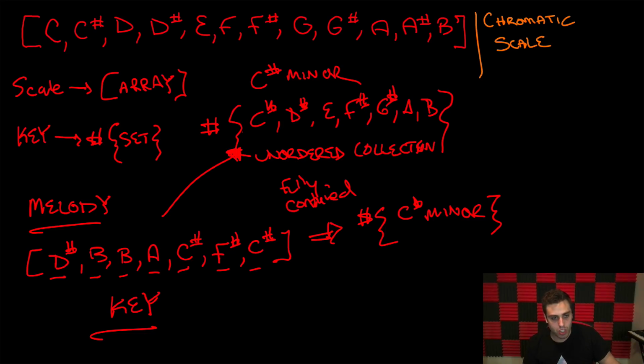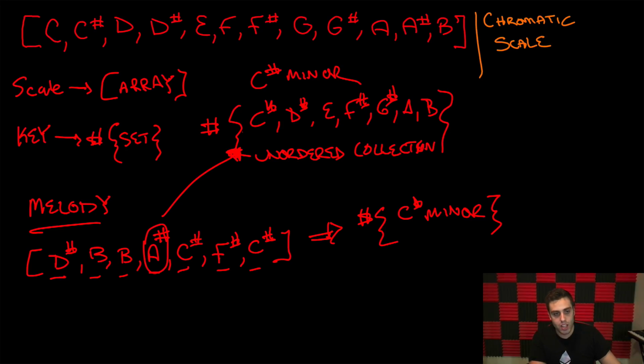Also, if we just took a look at this and say we change this A to A sharp, well, now this A sharp is not contained in the notes of the C sharp minor scale. So because it's not contained, this is now no longer in the key of C sharp minor. This is now in a different key. And this is, to an extent, a slight simplification of how keys work, but for all intents and purposes, it's correct.